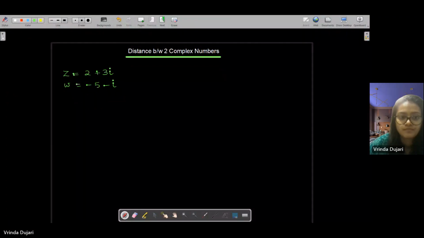All right, hi everyone. So in this video, we will see how to find out the distance between two complex numbers. So we have two complex numbers, Z and W, and we are interested in finding out what will be the distance between these two. So first thing we'll do is plot these two complex numbers on a complex plane.